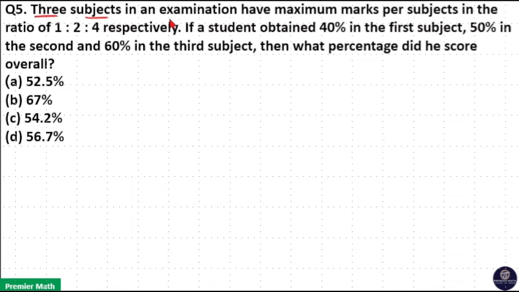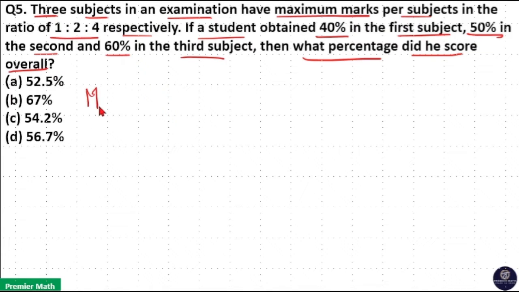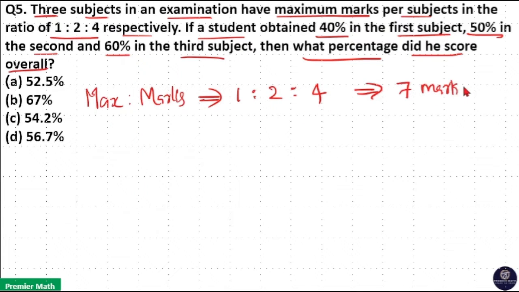3 subjects in an examination have maximum marks per subject in the ratio 1:2:4 respectively. If a student obtained 40% in the first subject, 50% in the second and 60% in the third subject, then what percentage did he score overall? Here maximum marks for these 3 subjects is in the ratio 1:2:4. That means total maximum mark is 4 plus 2 plus 1, that is 7 marks. For all 3 subjects, total mark is 7 marks.